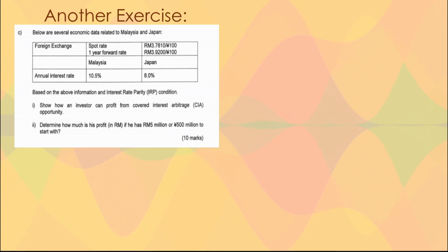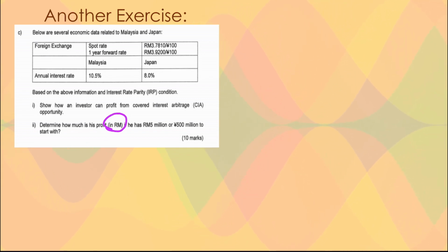The question is, based on the above information and interest rate parity condition, show how an investor can profit from covered interest arbitrage, CIA, opportunity. And the second one, determine how much is his profit in RM. Okay, the question clearly asks you in RM, so the final answer would be in Malaysia ringgit, if he has 5 million RM or 500 million yen to start with.